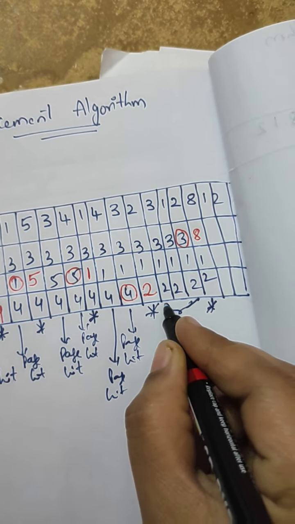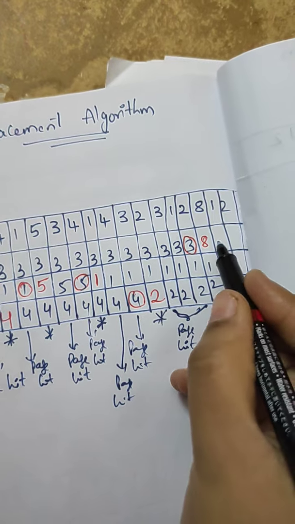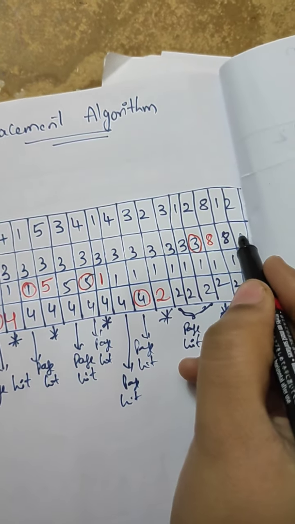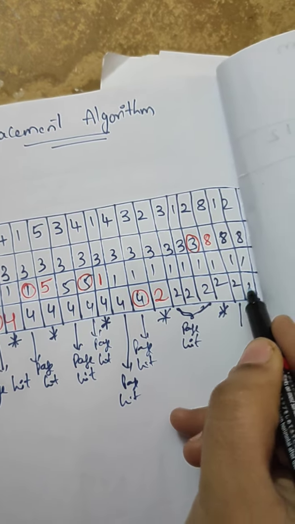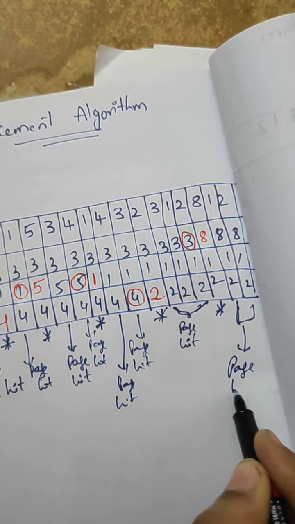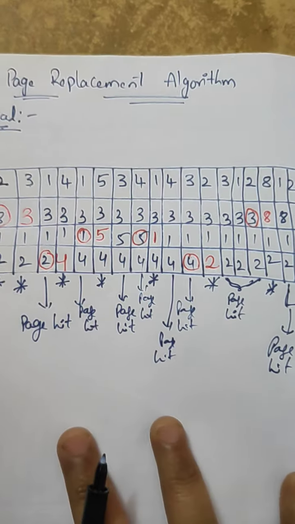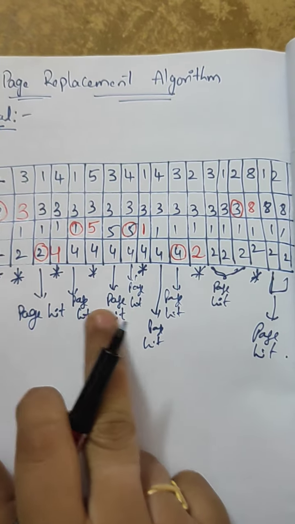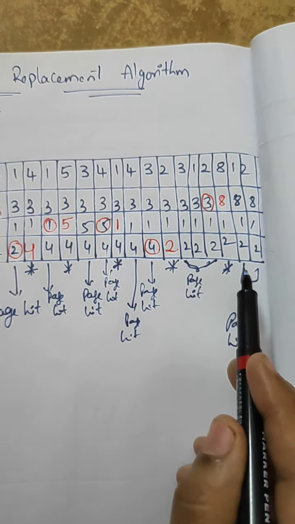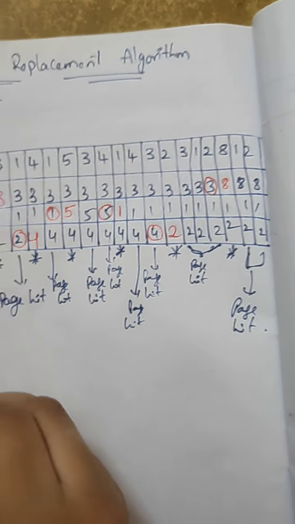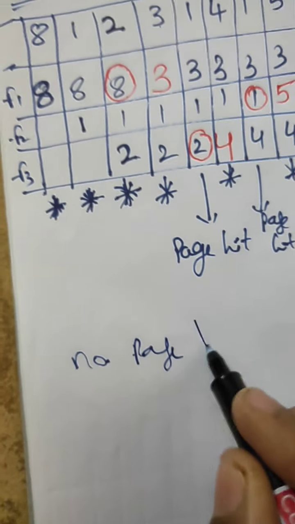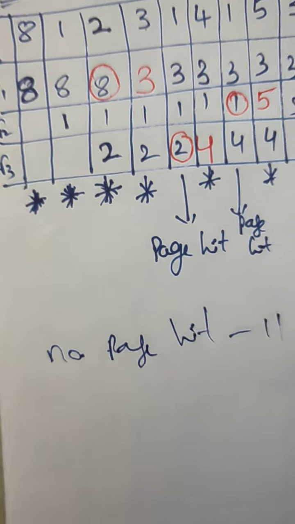This 3 is a page hit. Next 1, it exists, so it is a page hit. For 2, it is also there. If you observe, we are going to get more page hits in the optimal. So observe here: 1, 2, 3, 4, 5, 6, 7, 8, 9, 10, 11. We have got 11 page hits. The number of page hits is 11.